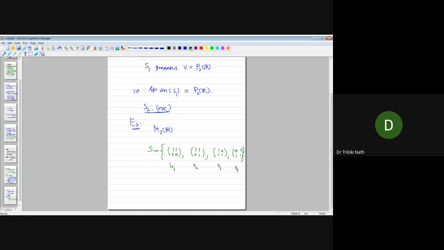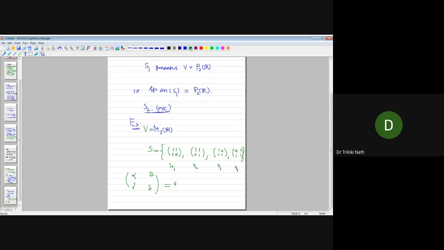So these four matrices are vectors in M2R. M2R means the set of all 2 by 2 matrices. Here our vector space V is nothing but M2R, the set of all 2 by 2 matrices with real entries. The question is whether S generates the whole space V or not. Meaning, can any 2 cross 2 matrix with real entries be expressed as a linear combination of U1, U2, U3, U4 or not. So let us verify. If you take any matrix alpha, beta, gamma and delta, this is a 2 cross 2 matrix.